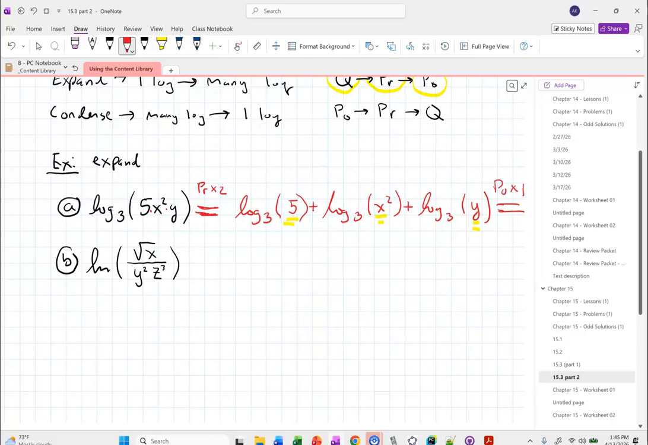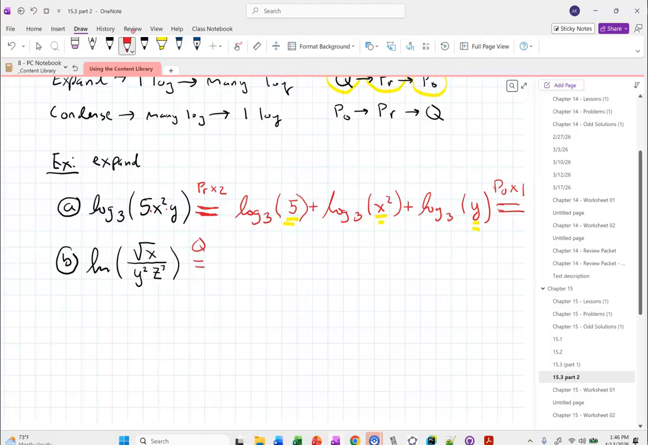Okay. So let's look at our next example. Our next example is ln of the square root of x over y squared z cubed. These are expanding problems, so the first thing I look for when expanding is the quotient property. If I look inside that logarithm, is there any division going on? Yes. Where's the division going on? In the fraction, right?